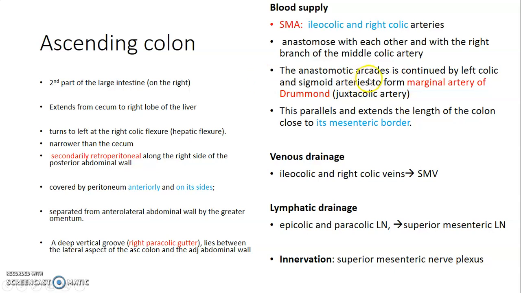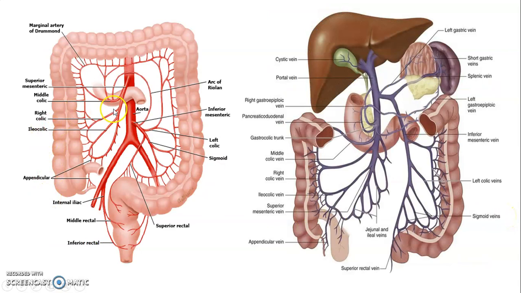So remember, you still have the anastomotic arcades that we saw in the small intestines, but these arcades, you have the arcade of the ileocolic and right colic together with middle colic, left colic, and sigmoid, forming the marginal artery of Drummond, which is the juxtacolic artery. So this is what we mean. We have the superior mesenteric artery here. So it gives the ileocolic branch, right colic, and middle colic.